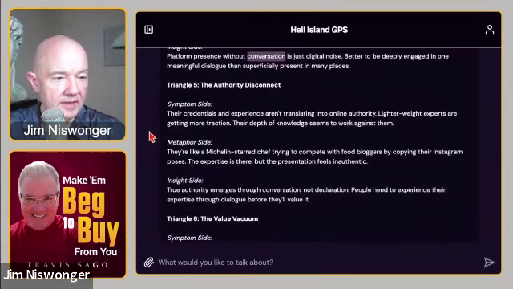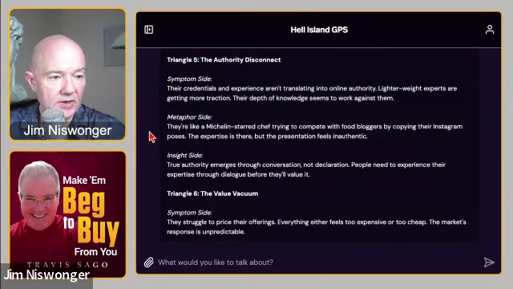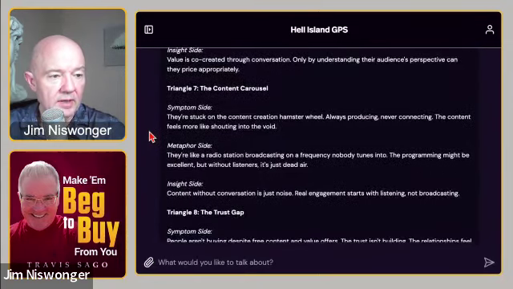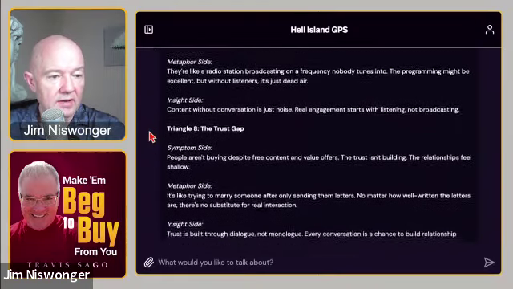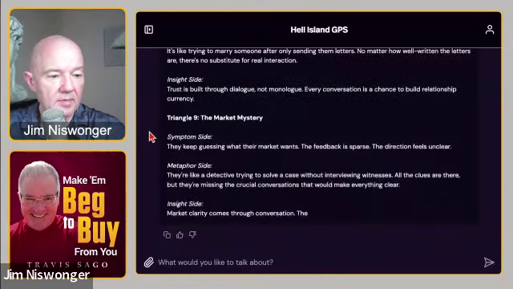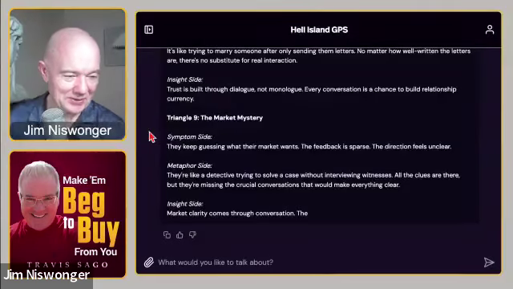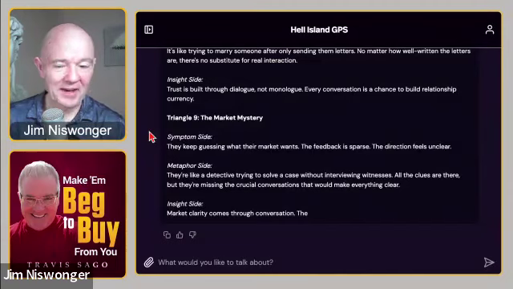Authority disconnect. I won't go through and read all these, I'll just get them sent over to you. But then the value vacuum, content carousel, trust gap, market mystery. I wasn't sure how many it would give us, and I've never asked it to do a triangle of insight before. So once again, we've unlocked a new superpower of the tools that we didn't even know was there. So that is pretty cool.